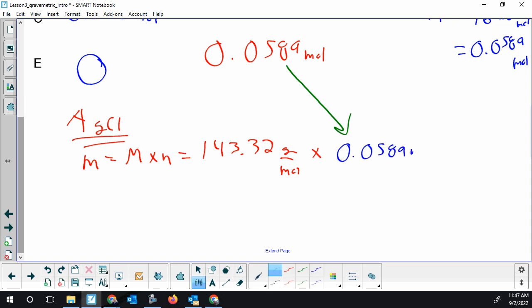And then we're just pulling down from our end value, 0.0589 moles. Now again, that blue number, I keep all the digits in my calculator. Multiply by that little under 144 number, and I get 8.44 grams. If you over round the blue number, you might get a slightly low answer.